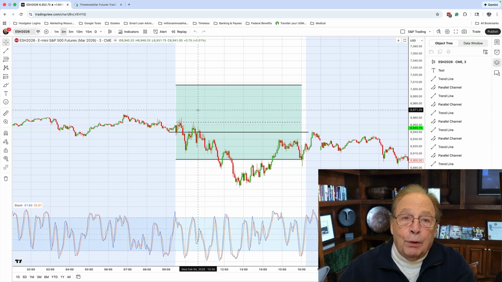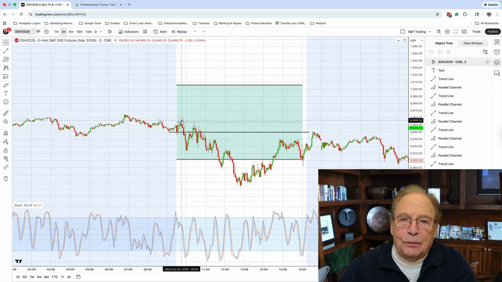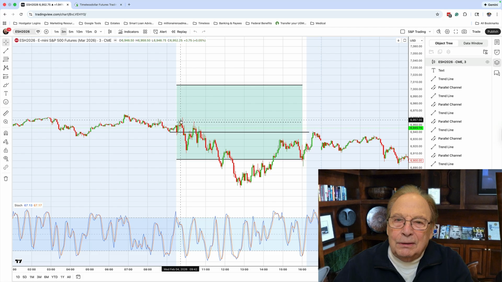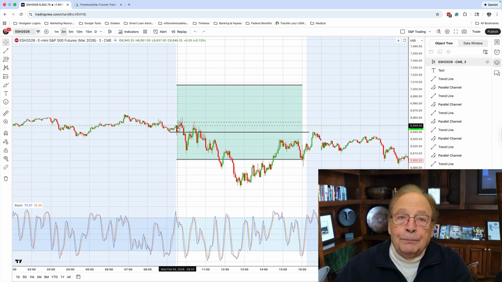Wednesday, February 4th, prices started in the middle of the trading zone. As I've said so many times before, when prices start in the middle of the trading zone, it's difficult to determine. You really have to wait a while. The key element here was, well, there's two things. First of all, you see this high over here. This was the intraday high.